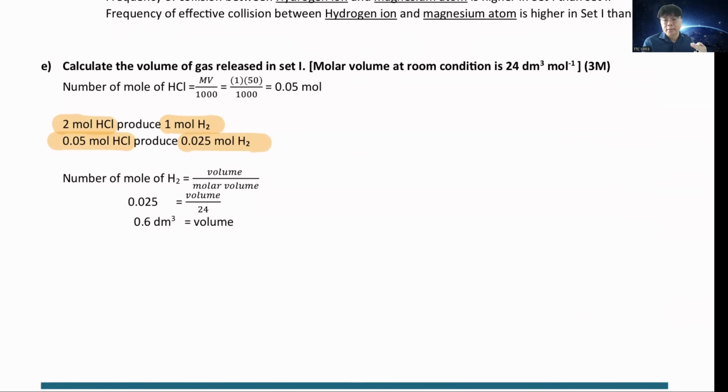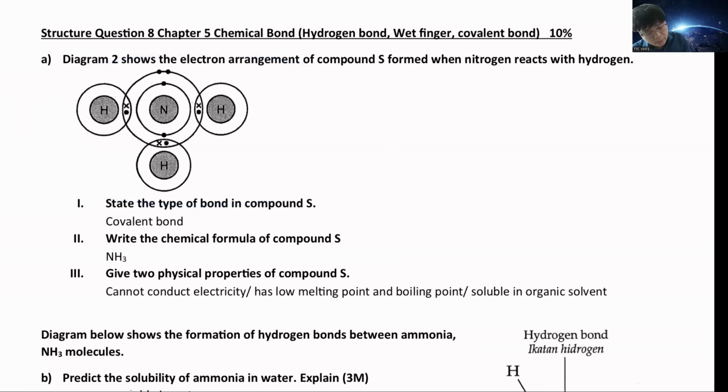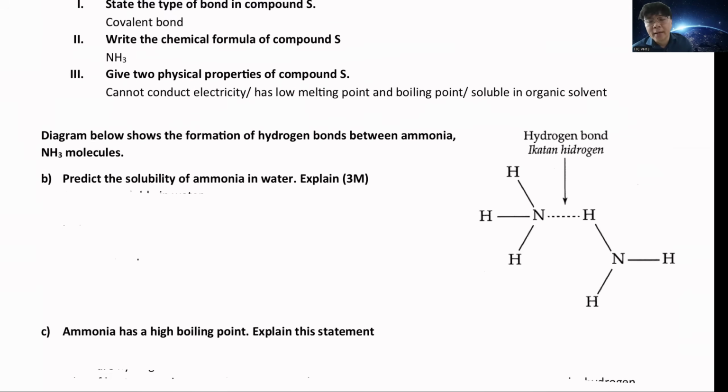So this is the sample question for your question 7. Then for question 8, it's related to hydrogen bond, covalent bond, and wet finger. So roughly go through. This bond is called covalent bond, because in covalent bond they share electrons. Covalent bond forms neutral molecules. They cannot conduct electricity. Neutral molecules have very low melting point because there's no charge there. The forces are very weak, and they are only soluble in organic solvent because organic solvent is also covalent molecule. Then they might ask about hydrogen bond.